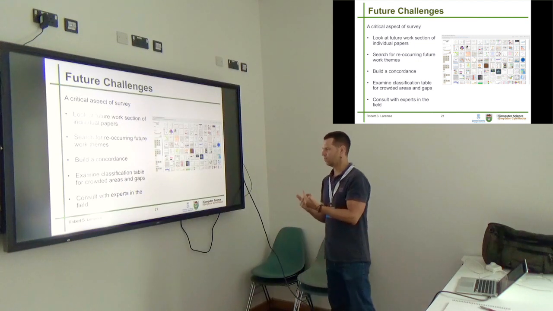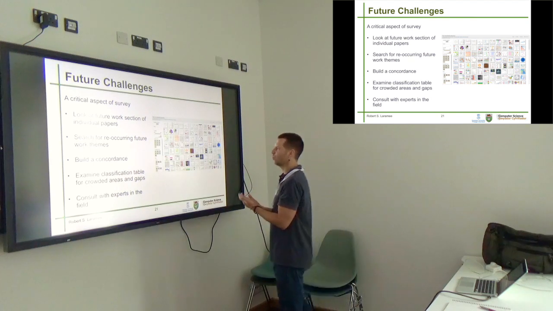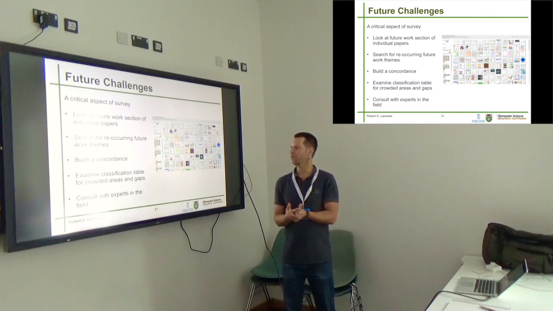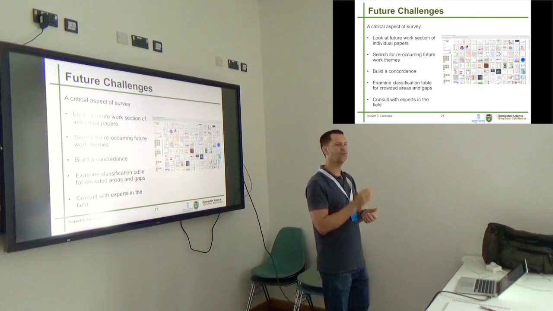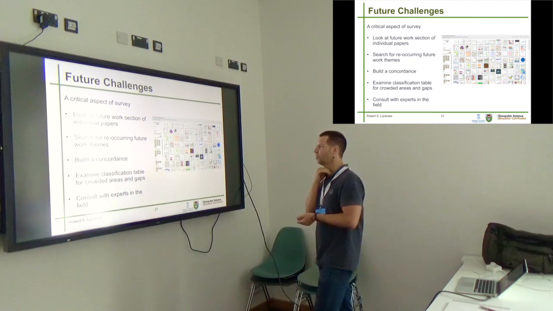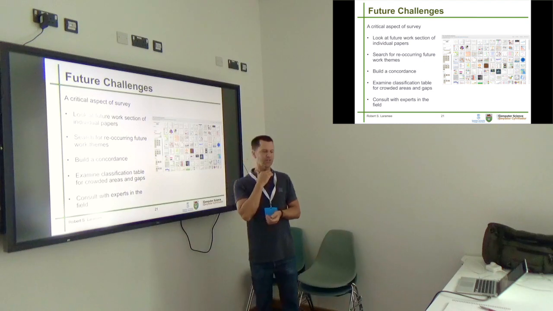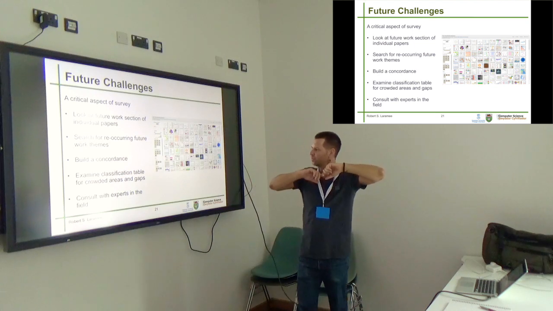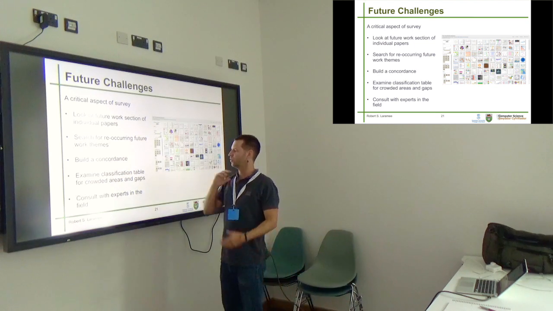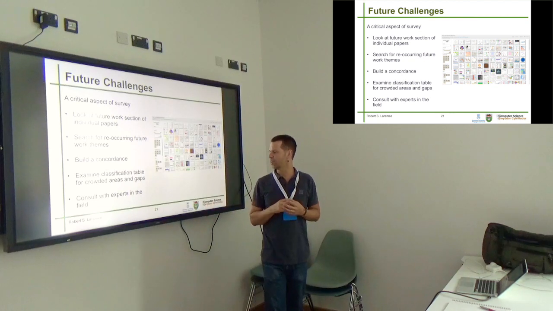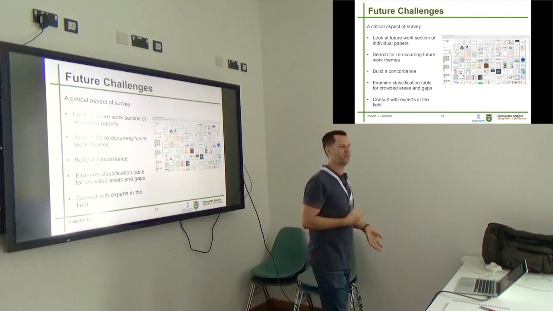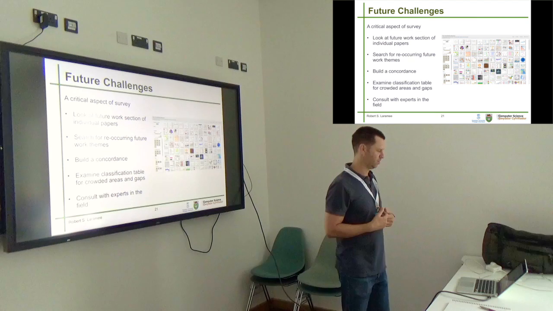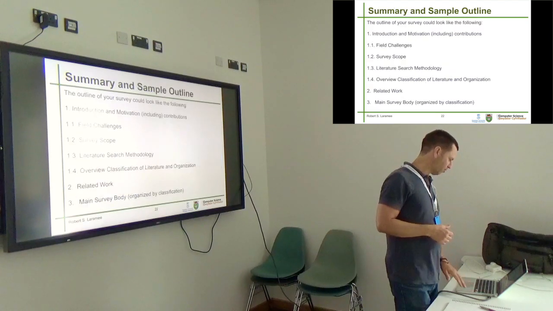And how do you get that information out? You look at the future work section of individual papers. That's one aspect. You look for reoccurring future work themes, because you'll always find reoccurring themes. You can build a concordance, which means you have all the reoccurring themes and you rank them in terms of their popularity. You look at the classification table for crowded areas, dense areas, and then empty areas, and you can just talk to experts and ask them, what do you think are the unsolved problems?